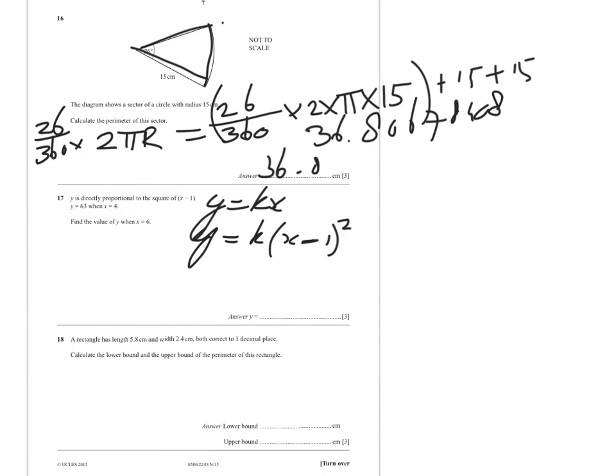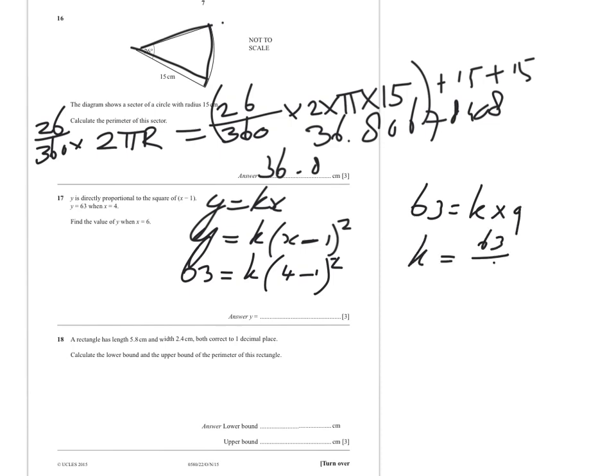So step by step, I walk through their language. 63 equals k times (4 minus 1) squared, because I'm substituting that now to find the value of k. I'll continue here. 63 equals k, 4 minus 1 is 3 squared, so that is going to be 9. So 63 divided by 9 is 7. Great. So the actual formula looks like this.